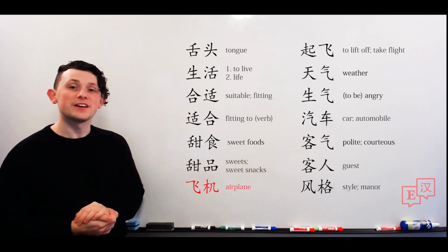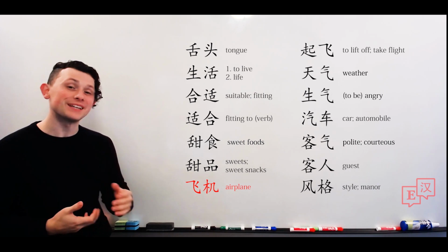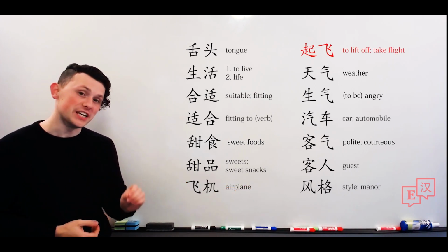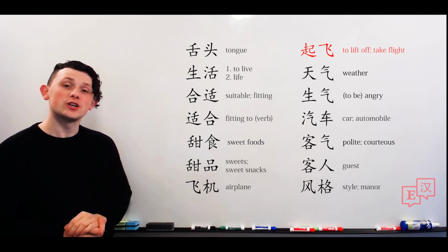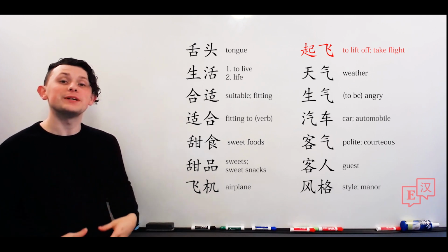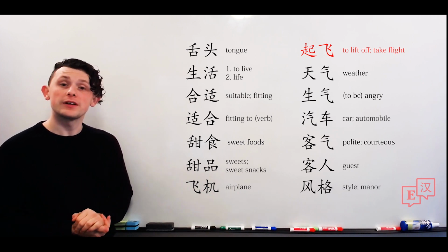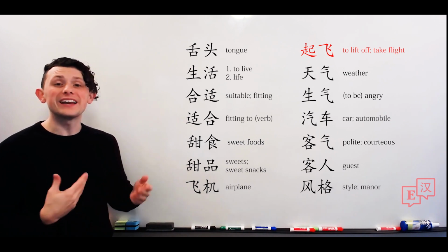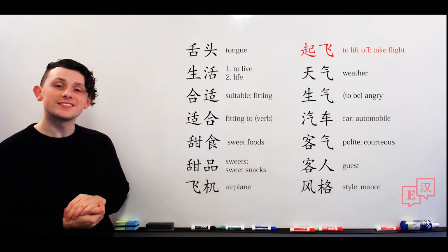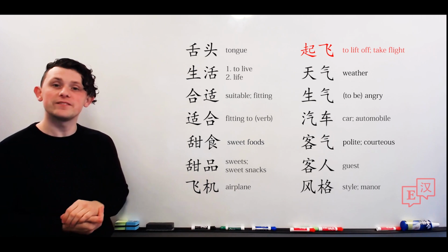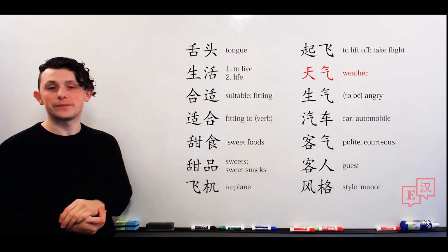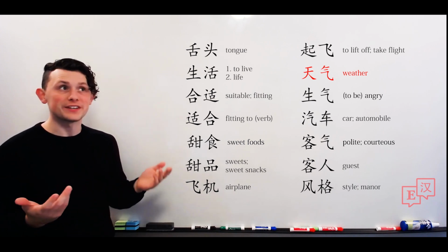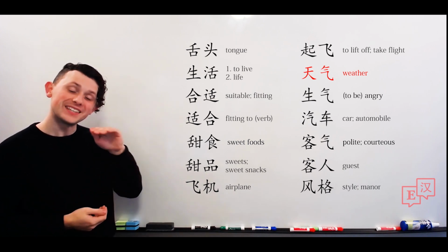飞机. The flying machine is, of course, a plane. 飞机起飞. So to rise up into flight means to take flight or to take off. This could be used of 飞机, 鸟, or anything else that has wings and flies. 起飞. 天气. The day's air means weather. So the air of the day. Weather. 天气.